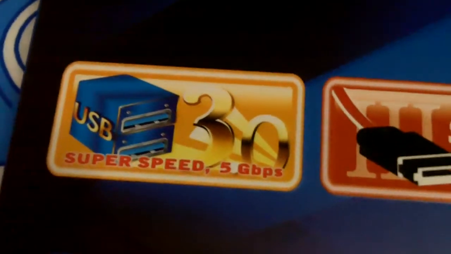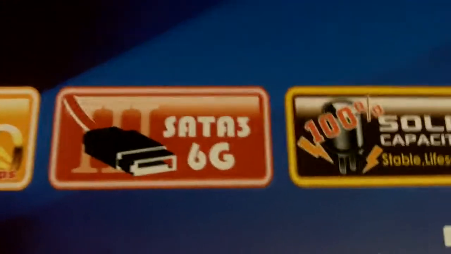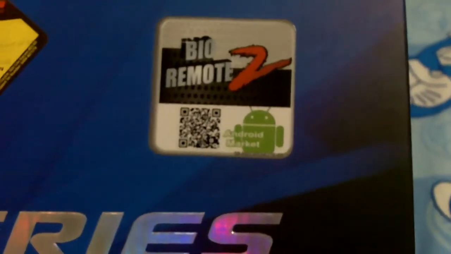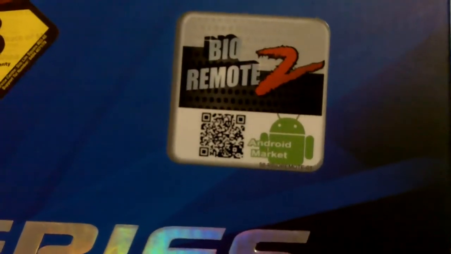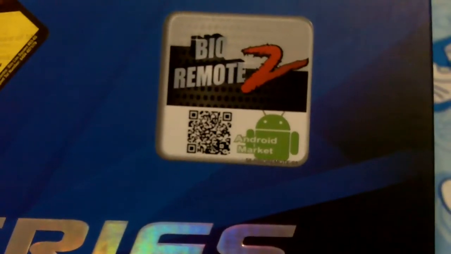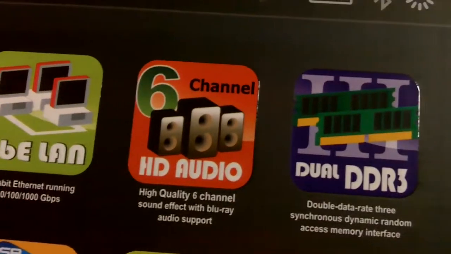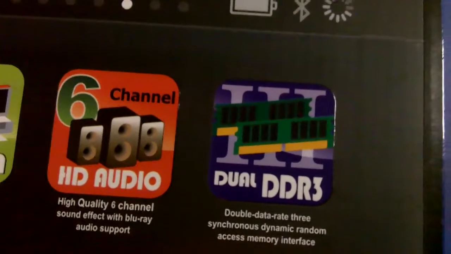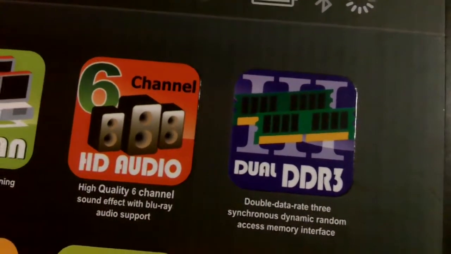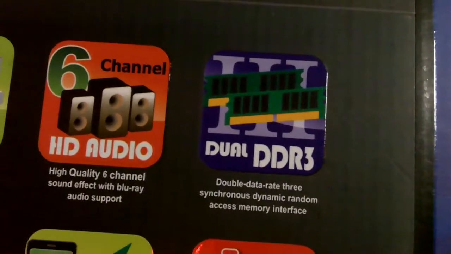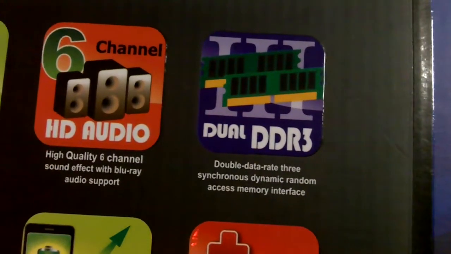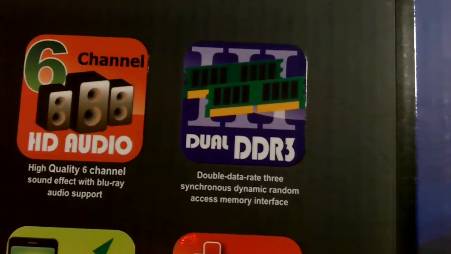Firstly, USB 3.0, super speed at 5 gigabits per second. SATA 3, 6 gigabits per second. 100% solid capacitor, as well as Blu-ray audio for pure sound effect, as Biostar claims. Bio Remote 2 is actually remote controlling of your computer via an Android app from the Android market. There's 5 phase power, gigabit LAN, 6 channel audio, dual DDR3, and the good thing about the P67 chipset is that you can support up to 2133 MHz of native RAM frequency. That means there isn't a need for overclocking if you have a native 2133 MHz RAM.